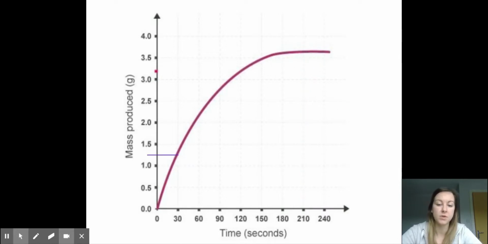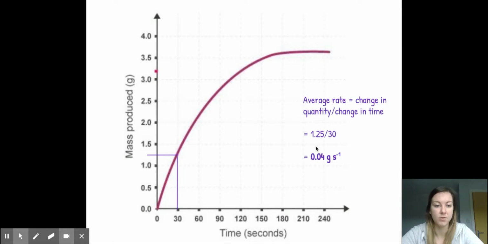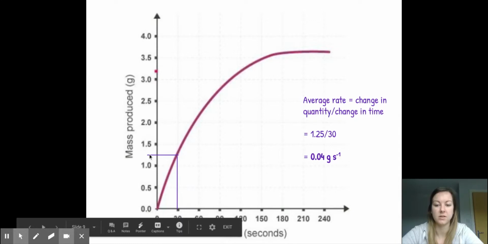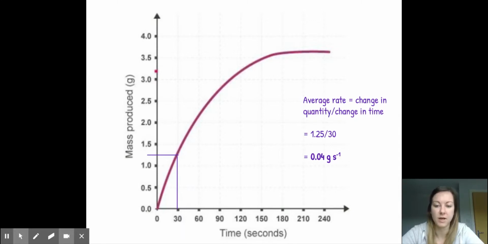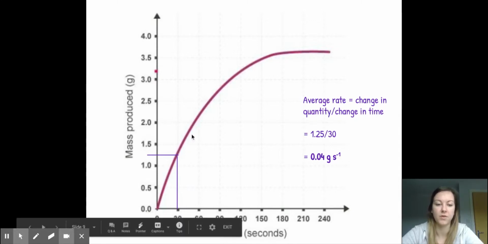Number 2 asked us what the average rate of reaction would be from 0 to 30 seconds. So this is from Nat 5, hopefully everybody can remember this. The average rate is change in quantity over change in time. So we read off the graph here to say, right, our change in quantity between 0 and 30 seconds is 1.25, halfway between 1 and 1.5.